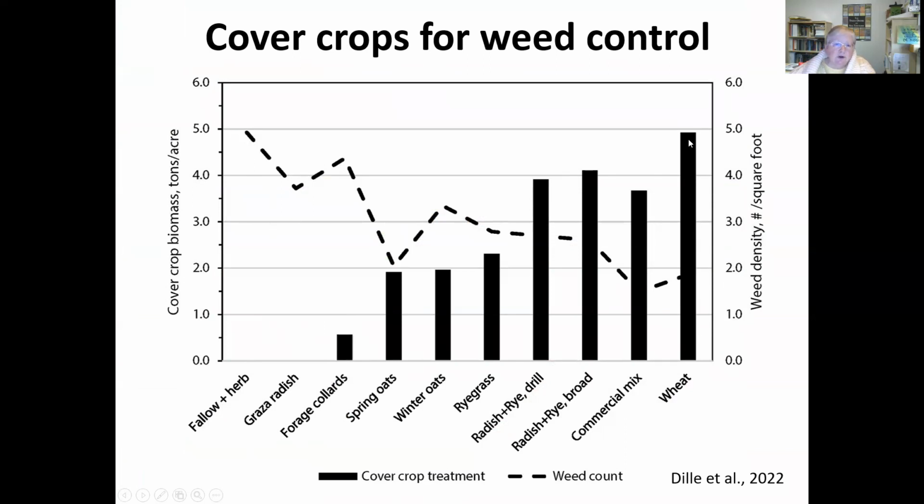Wheat was a very good cover crop, covered well, had a much lower weed density. And we've shown this for 2 years now. The more cover crop biomass you have, the fewer weeds you have.